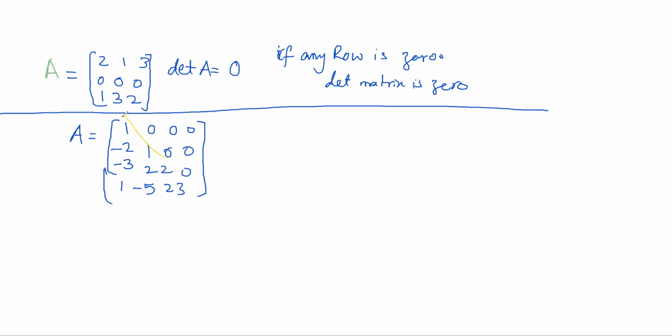So this is the diagonal, and all elements above the diagonal are 0. So this matrix is called the lower triangular matrix. This triangle is called the lower triangular matrix.